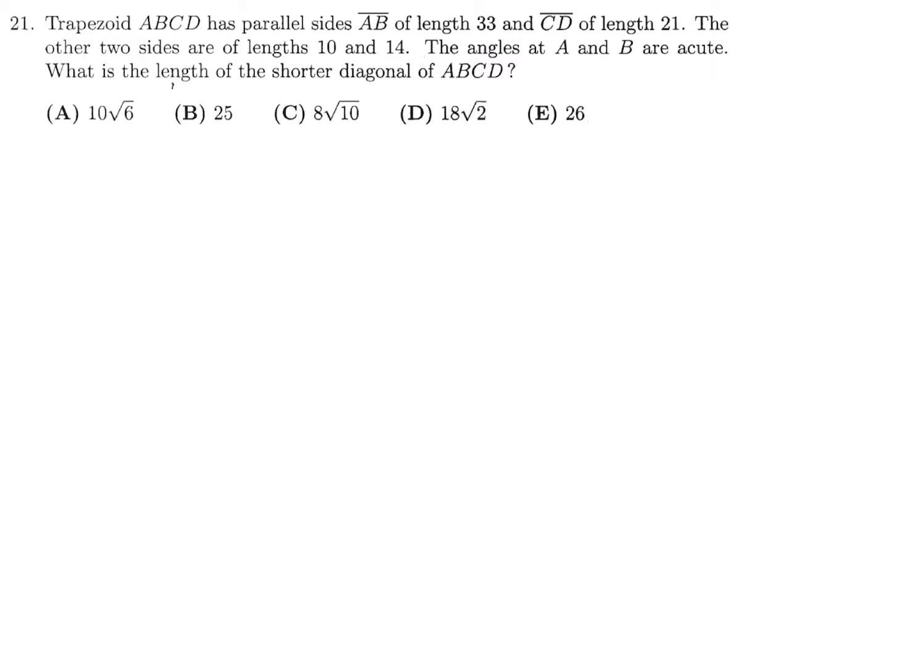Trapezoid ABCD has parallel sides AB of length 33 and CD of length 21. The other two sides are 10 and 14. The angles at A and B are acute. What is the length of the shorter diagonal of ABCD?